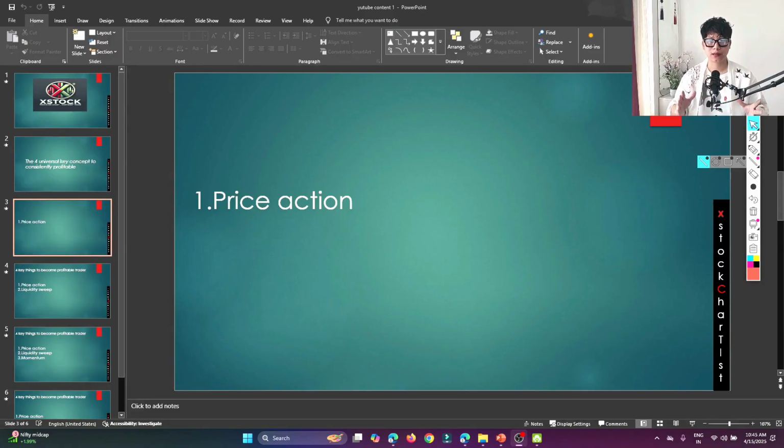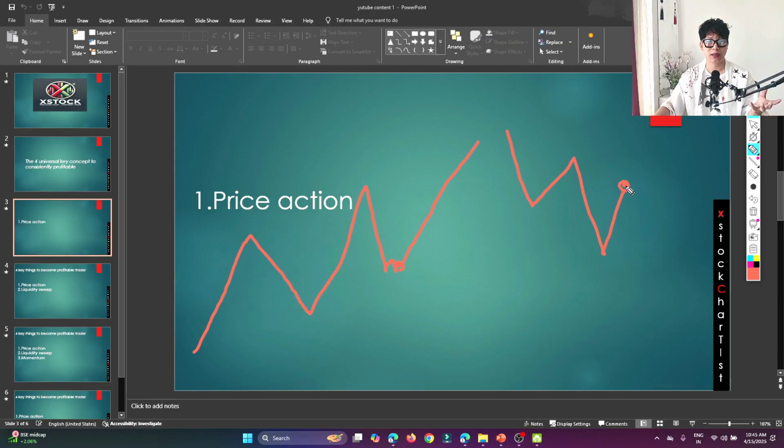Okay, now the first key concept is price action. What does price action actually mean? Price action means understanding the basic fundamentals of market structure, and this is the foundation of trading. You must notice what the main objective of a trader is. The main objective of a trader is to buy low when the price is going up and sell high when the price is going down. As simple as that.